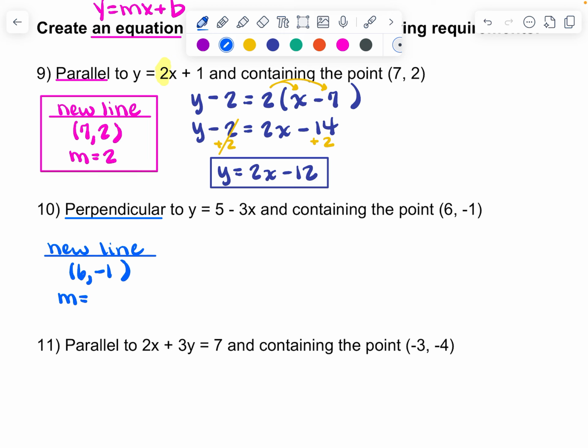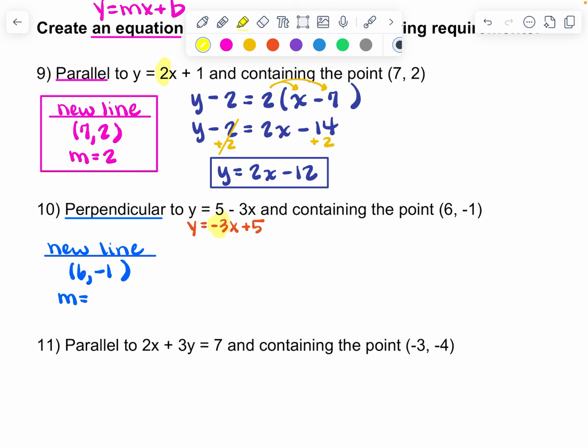Okay, so remember, this guy is technically written in y equals mx plus b form. They've just flipped the terms and they wrote the b first and the mx in the back. It's no different though, right? So he is solved for y. So his slope is -3.